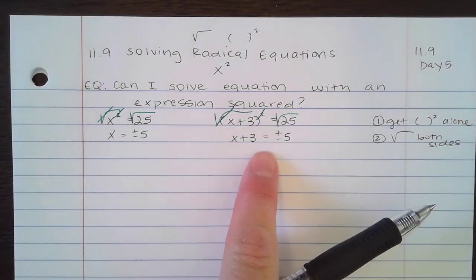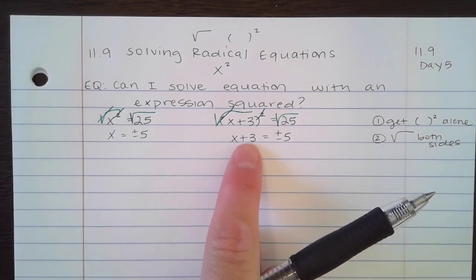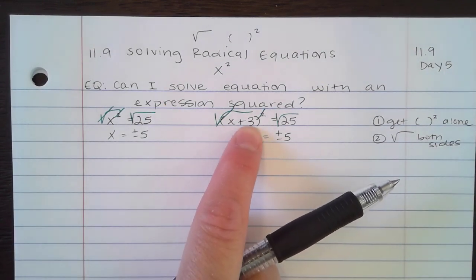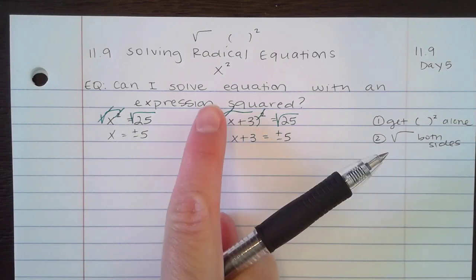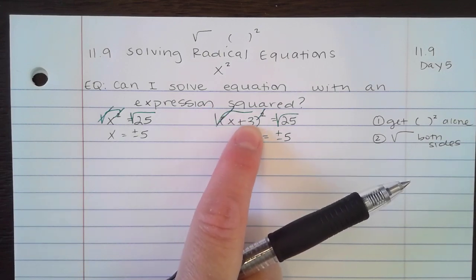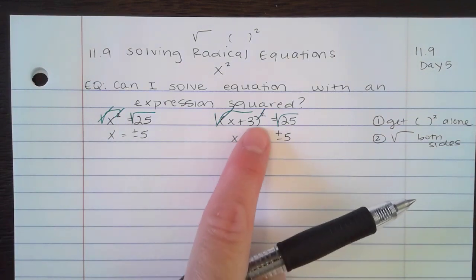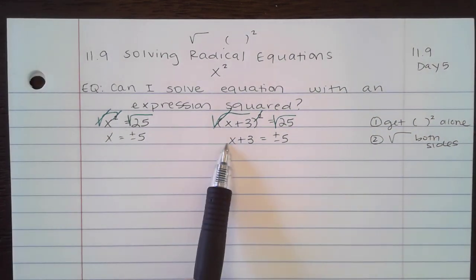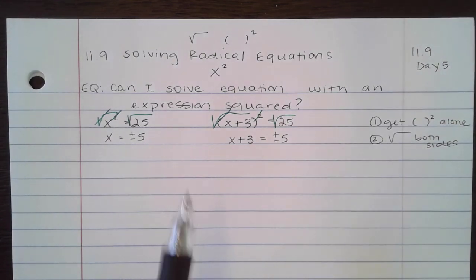Look at the same exact process. The only difference is there's now an expression. Remember, x plus 3 is an expression. It's a part of an equation. X plus 3 is the expression squared. Instead of x squared, it's the expression squared. At this point, what could x be that would make that true?